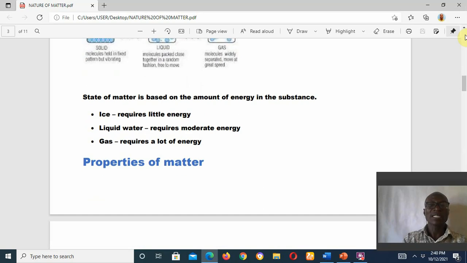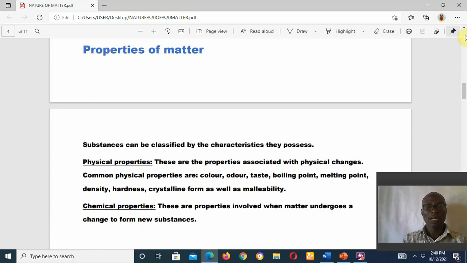The state of matter is based on the amount of energy in the substance. Like ice, which is solid, requires little energy. Our liquid, which is water, requires moderate energy, while our gas requires a lot of energy. So out of the three states of matter, the gas will require more energy, while the ice will require the least energy. Let us now look at the properties of matter.